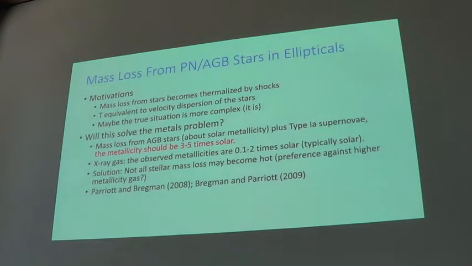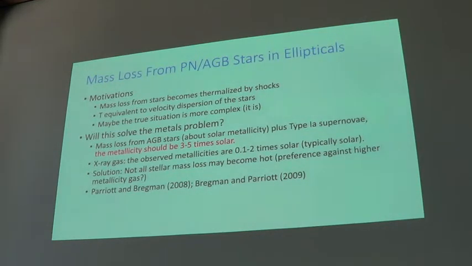And the problem is that the mass loss from AGB stars is enriched, and the mass from supernova 1A is enriched, and you add them together and the metallicity should be about 3 to 5 times solar. Just for historical interest, this was a prediction before ROSAT went up, and so we thought this is going to be an easy confirmation with ROSAT. Didn't happen, still isn't the case.